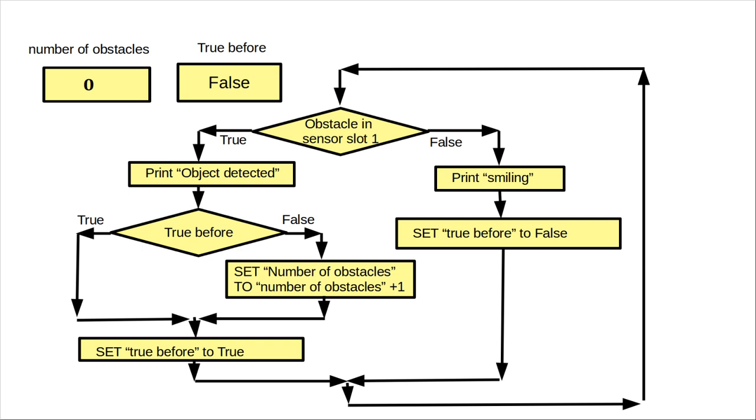Each time the loop runs, we store either true or false into this variable. To increase the number of obstacles, we need to check the value of true before, and this value corresponds to the outcome of the logical expression inside the branch during the previous run of the loop. Let us now explain what happens, in a way that is easier for everyone to perceive. Initially, and as long as no obstacle is detected, nothing happens. The true before variable is set to false again and again.